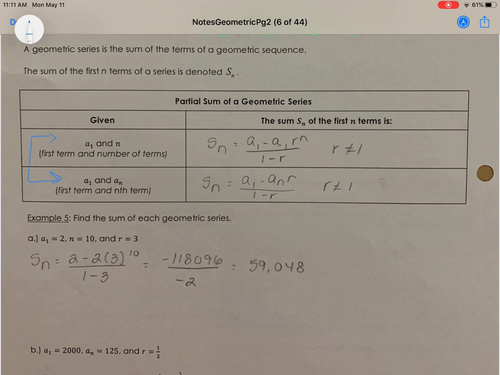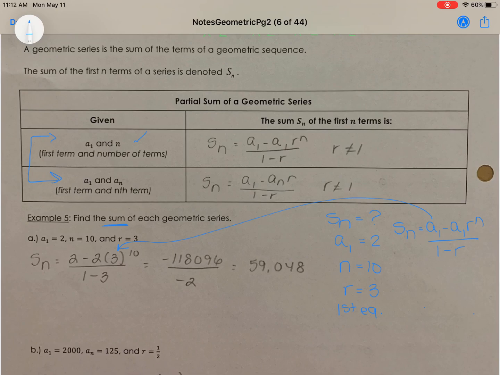All right, so if it says find the sum, so we're finding S sub n, that's our unknown. Well, what do we have? We know A1 is 2, we know n is equal to 10, and we know r is equal to 3. So I'm just rewriting the information that's given to us. I'm going to go back up here to the chart. So I know A1 and I know n, so I can use equation number 1. For equation number 2, I know A1, but I don't know An, which means I can't use the second equation. So my only option is the first equation. Again, the equation says Sn equals A1 minus A1 r to the n over 1 minus r. I subbed everything in over here.